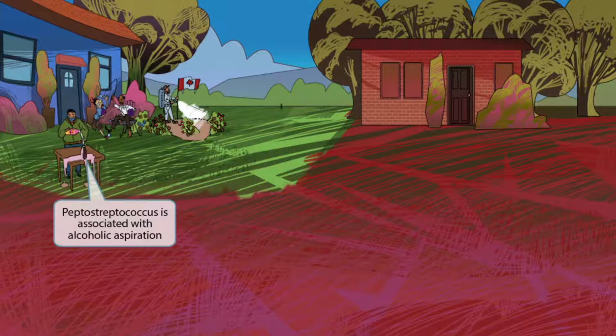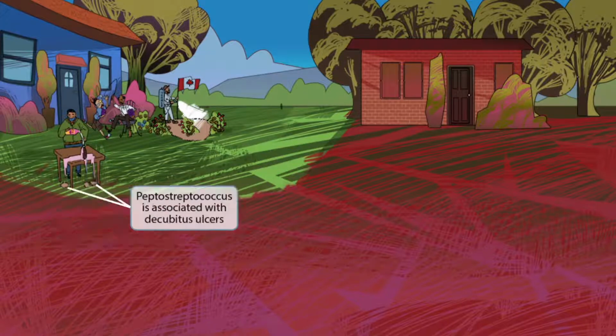And the fact that this alcoholic concoction is spilling out of the bottle in areas it shouldn't go will help reinforce the fact that in alcoholic aspiration, fluid goes into the lungs where it shouldn't go. The last detail to know about Peptostreptococcus is that it is often associated with Decubitus ulcers. So when patients sit on a joint or lay in a hospital bed for too long without moving, they can develop what are called Decubitus ulcers, basically pressure ulcers.